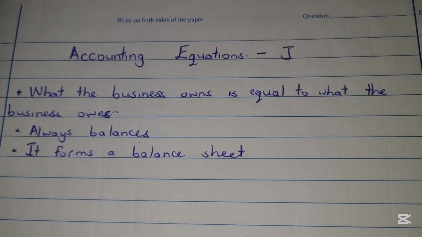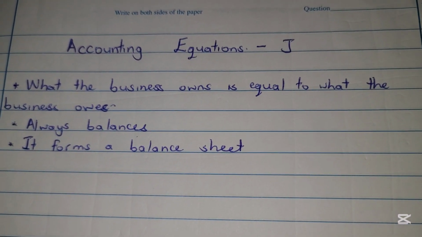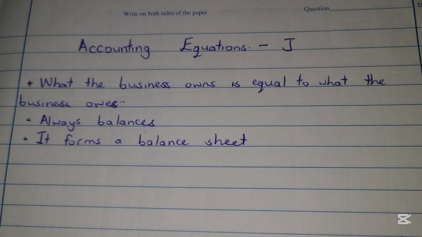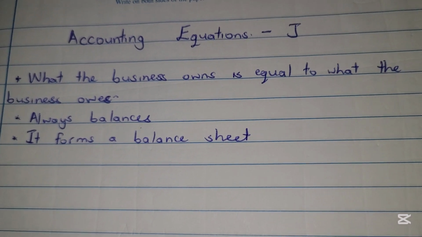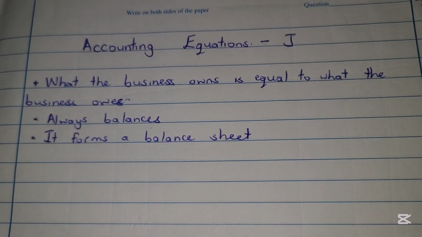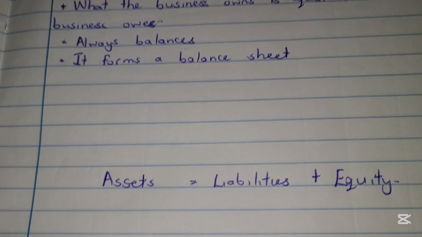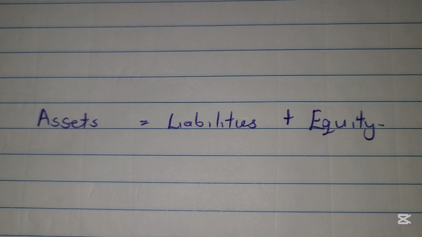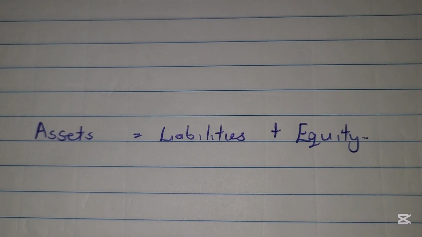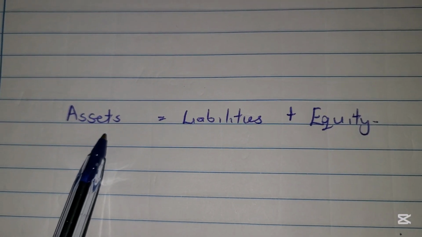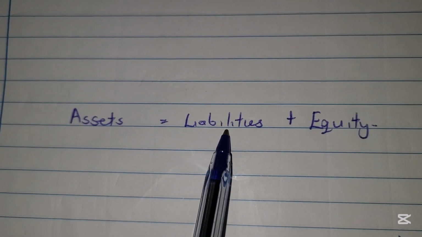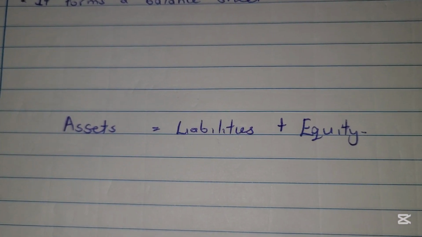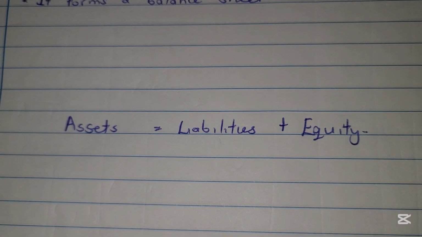At the end of the accounting equation, there should be a balance sheet formed, showing that all the transactions balance. And the formula for the accounting equation goes as assets equal to liabilities plus equity. This is what I talked about earlier. Assets are what the business owns, equal to liabilities and equity. And we are going to list the assets, the liabilities, and the equity.